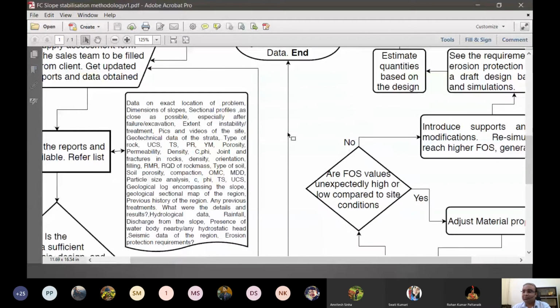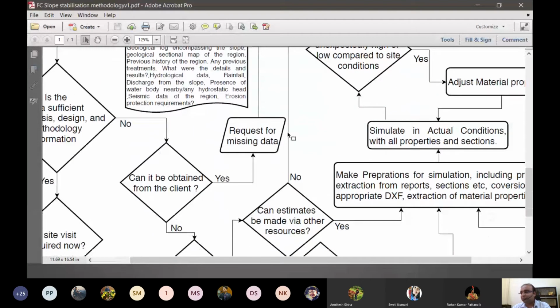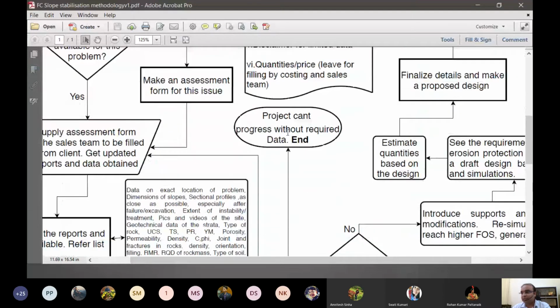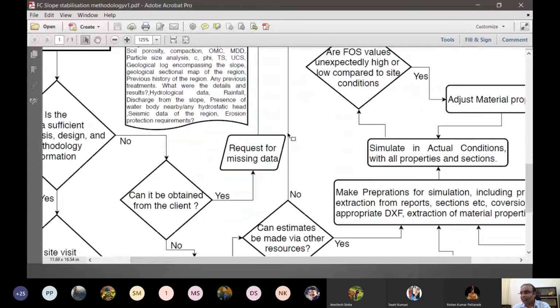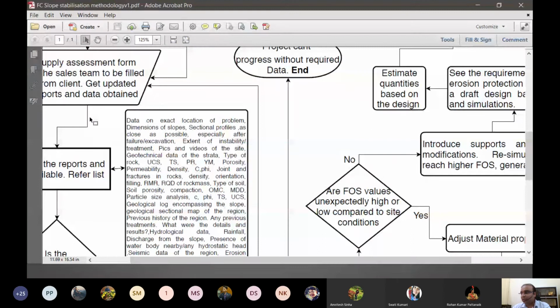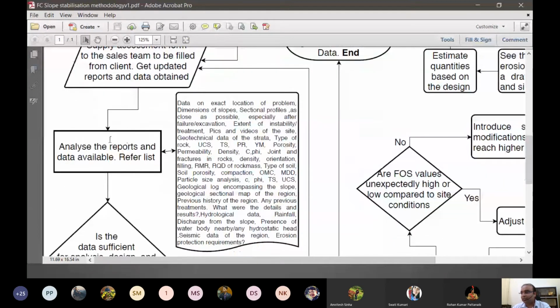Sometimes we had to do that because the client was maybe not willing to give too much data, or didn't have data but didn't want to spend too much money. So many things happen. In this decision, what the client wanted: can the missing data be obtained from the client? If it can be, we request it and go back to the loop, because we have to basically analyze if everything is properly done or not.